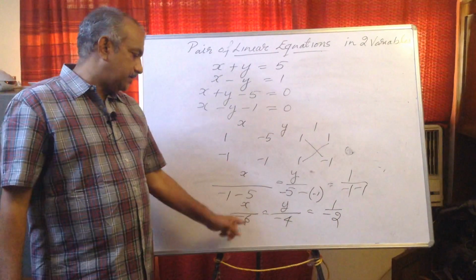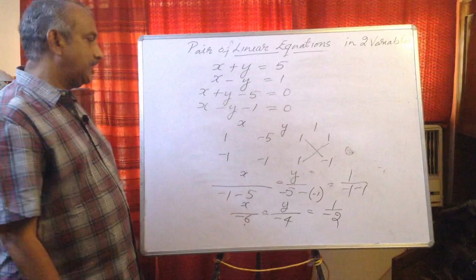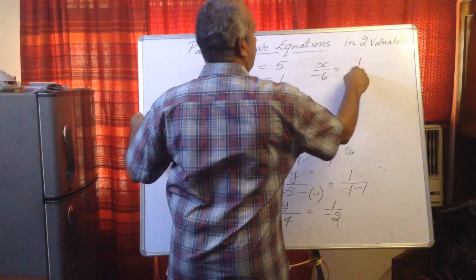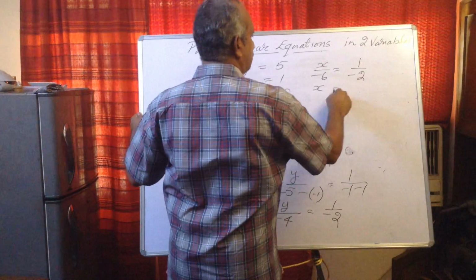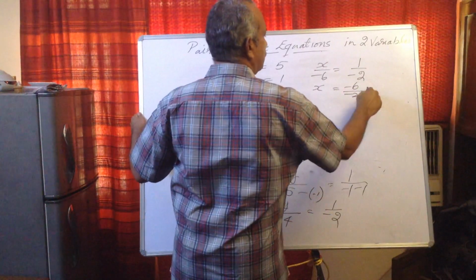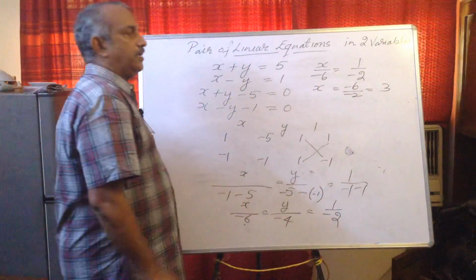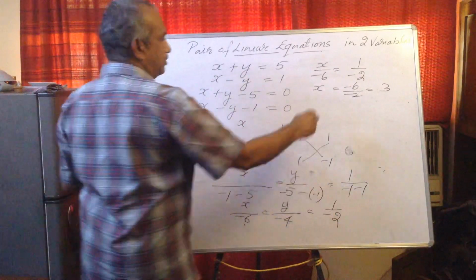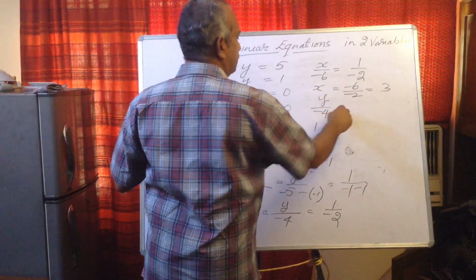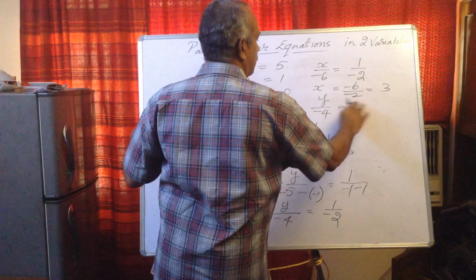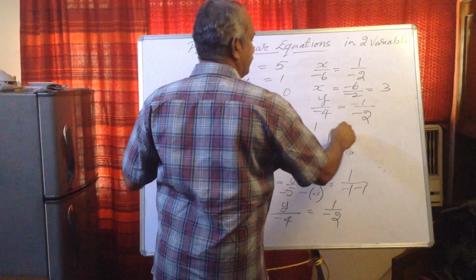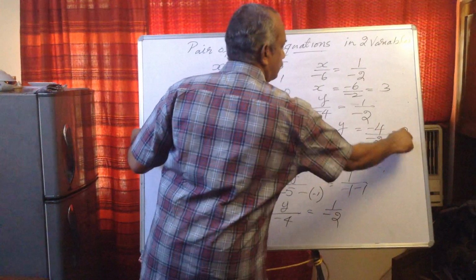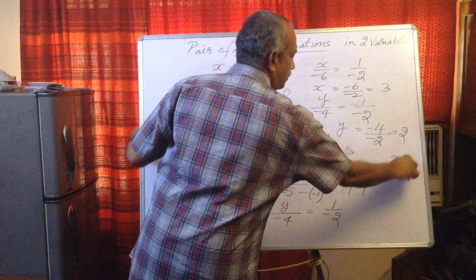Now we'll compare x, this first one and third one, then you will get value for x. See, x upon minus 6 is equal to 1 upon minus 2. X is equal to minus 6 upon minus 2 is equal to 3. So again we got value for x 3. Now I am going to compare these two. So y upon minus 4 is equal to 1 upon minus 2. Y is equal to minus 4 upon minus 2 is equal to 2. So the solution is again 3, 2.